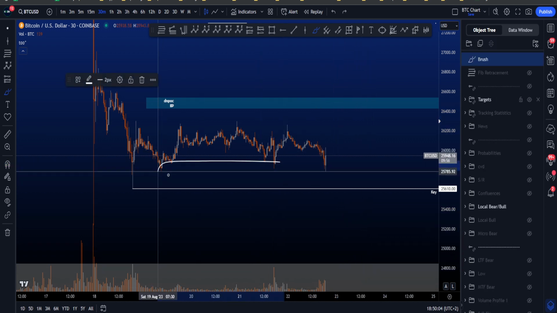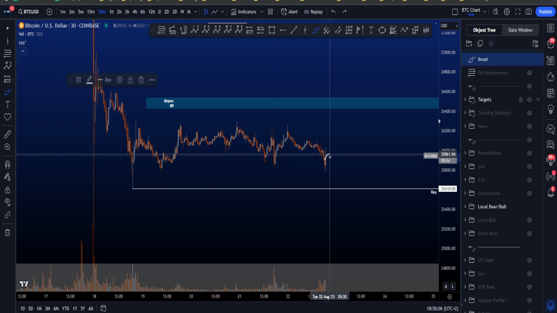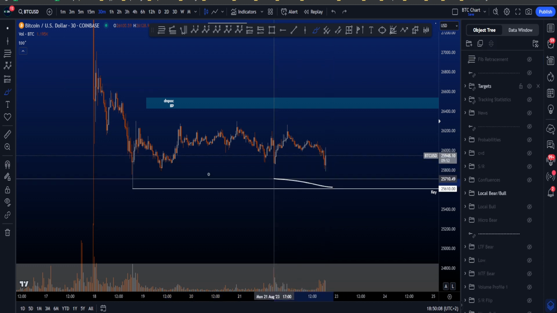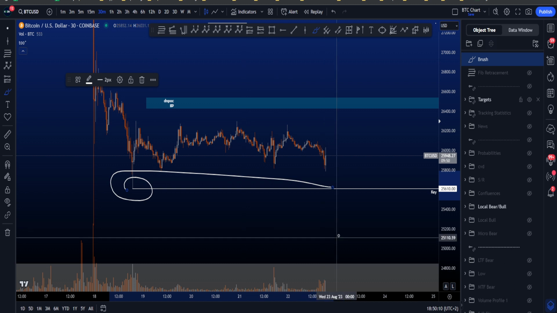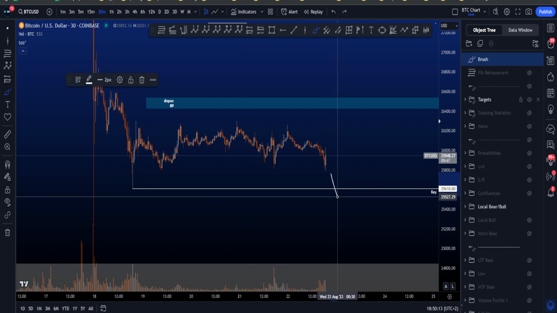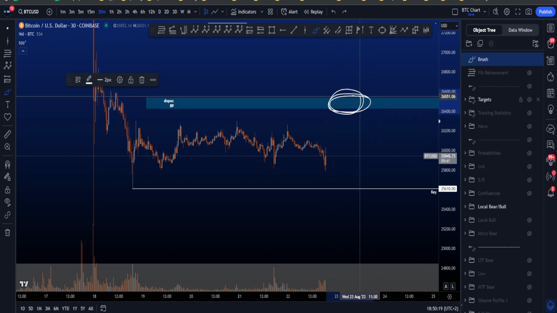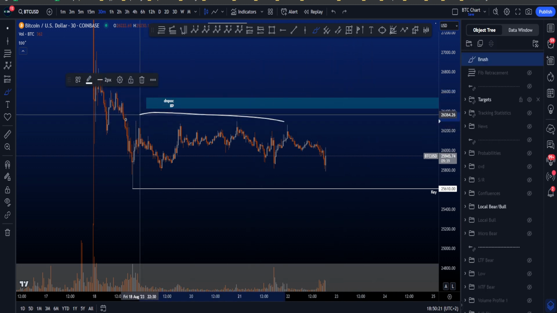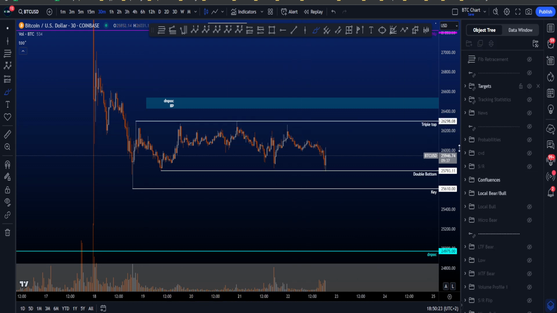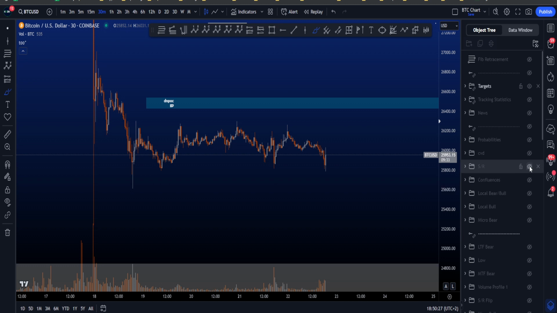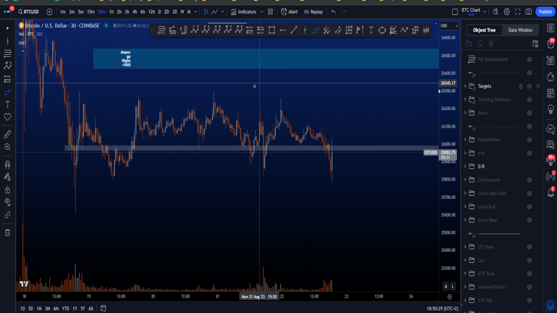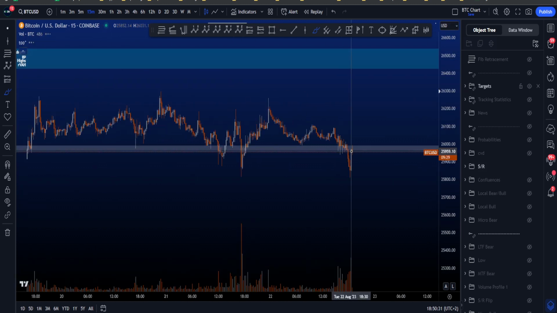Now, if this double bottom over here doesn't hold and price would dip once more, then the area I'll be looking for is this low over here at 25.6k, for then maybe a wick at this low and then continuation towards the upside, where then again this resistance area is going to be the first area of interest besides the triple top that we have over here, which is sitting at 26.3k.